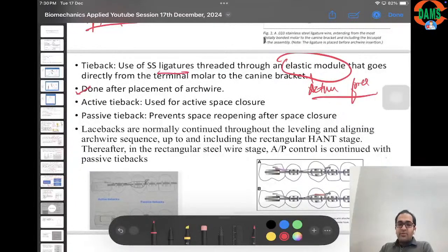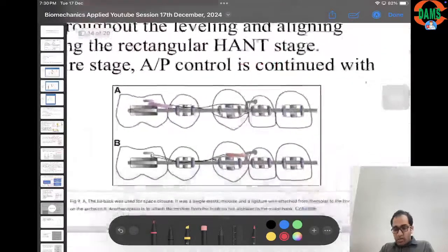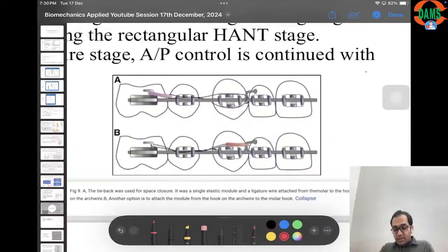So there are two types of tie back. One is active tie back and next is passive tie back. What is active tie back? It is used for active space closure. It has an elastic module like this. The elastic module can be placed either on the posterior teeth or the anterior teeth, depending upon the choice of the operator and what is convenient. And using a stainless steel ligature, it is tied.